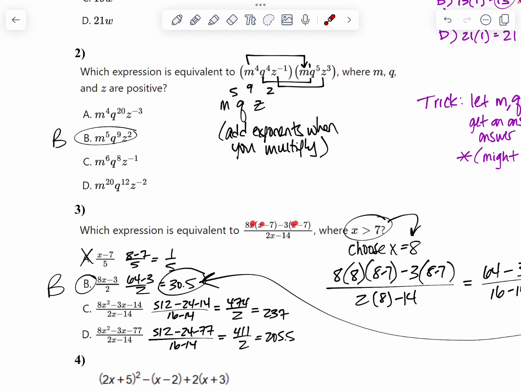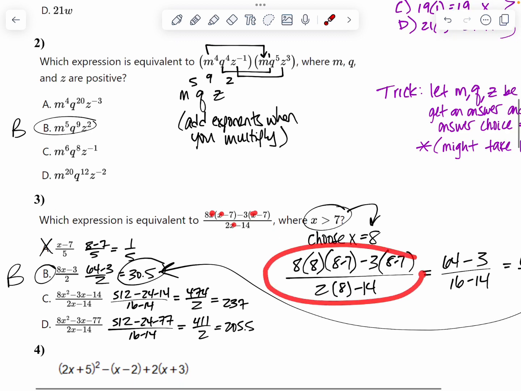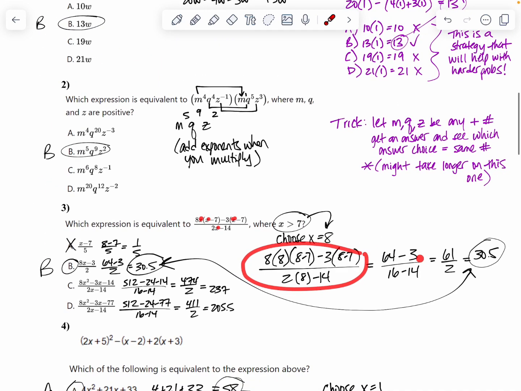Here, here, here, and here. And I did that here. I plugged in an 8 everywhere I saw an x. And when I crunch that number, it might not be a nice, easy, whole, beautiful number, but I got 30.5. Okay. And so now I'm going to take the same number, the 8, and plug it in right here.